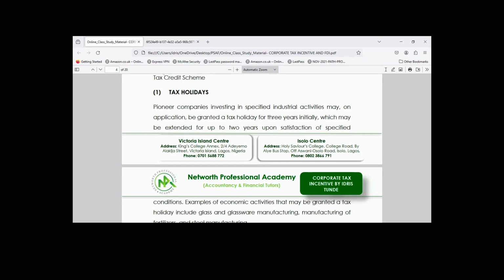So such a textile industry is called a pioneer company, and they will be given a tax holiday of initial 3 years plus additional 2 years upon satisfactory performance. That additional 2 years is not automatically granted. It is granted upon what? Satisfactory performance. Did you use the 3 years effectively? Do you understand?